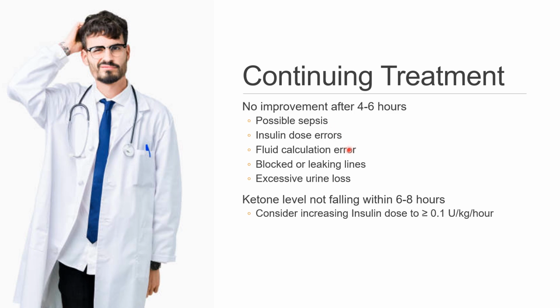You have to consider the possibility of insulin dosing errors, fluid calculation errors, the possibility of blocked or leaking lines or excessive urine loss also. You have to recheck your calculations, re-ensure that whatever you have advised has been administered or not, whether the line is kinked or blocked, or there is thrombophlebitis or extravasation or whatever. So you have to think about all those causes. And if the ketone levels are not falling within 6 to 8 hours, consider increasing the insulin dose to more than or equal to 0.1 unit per kg per hour, because we have already discussed that with appropriate treatment, the blood beta hydroxybutyrate level should fall at a rate of at least 0.5.